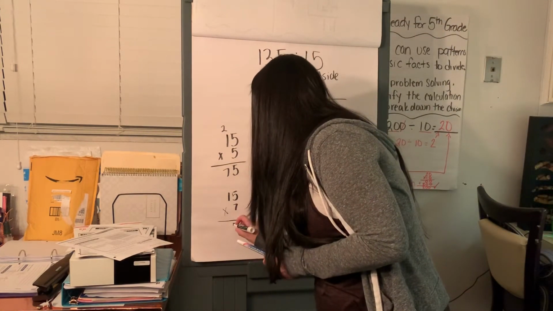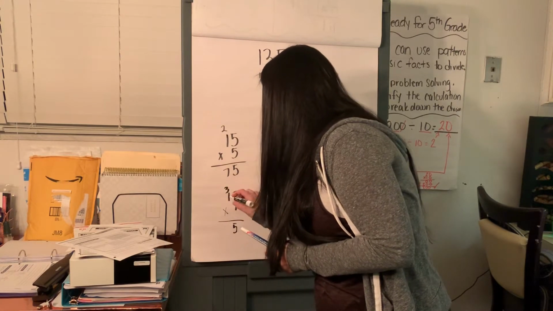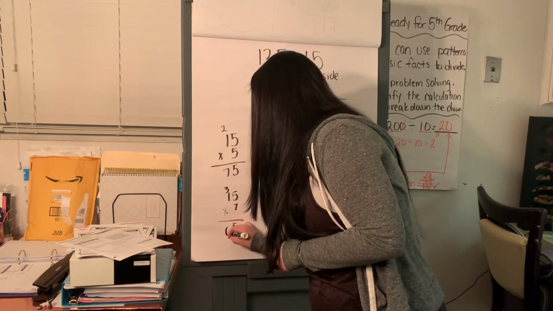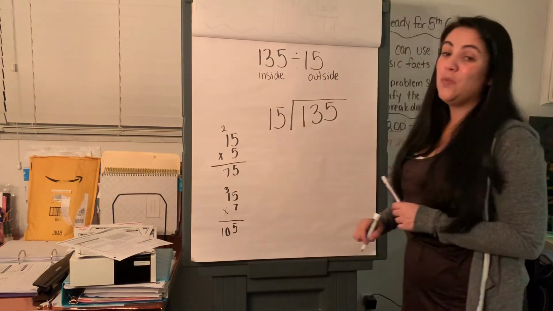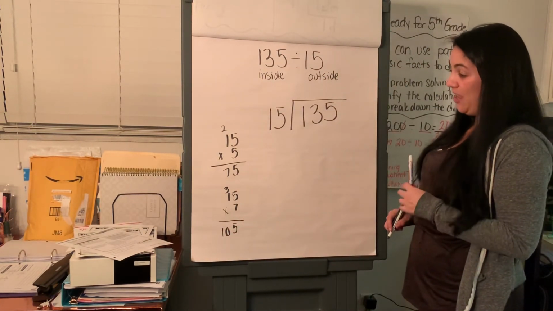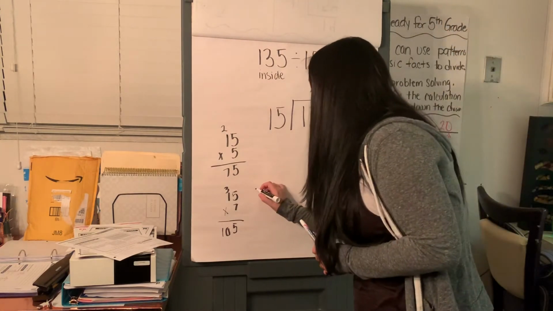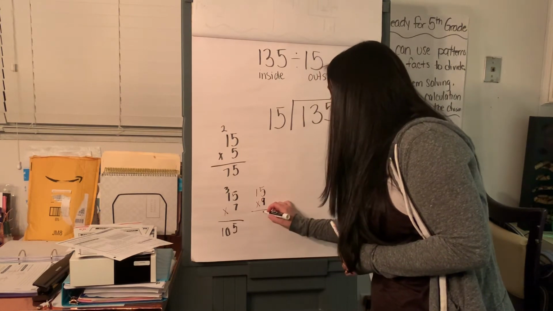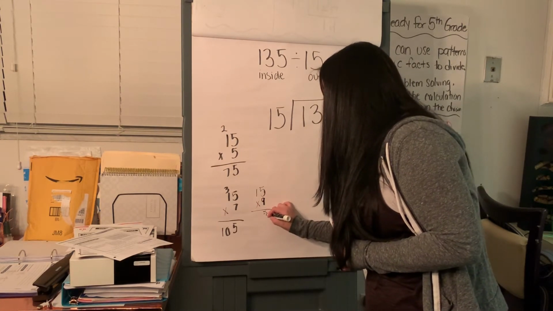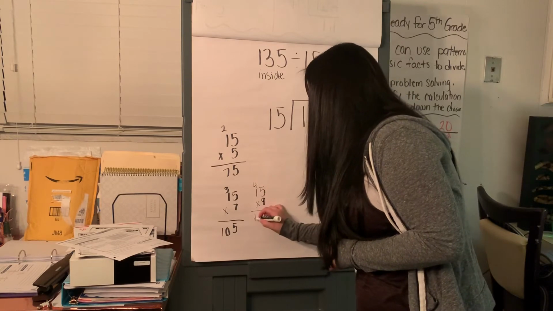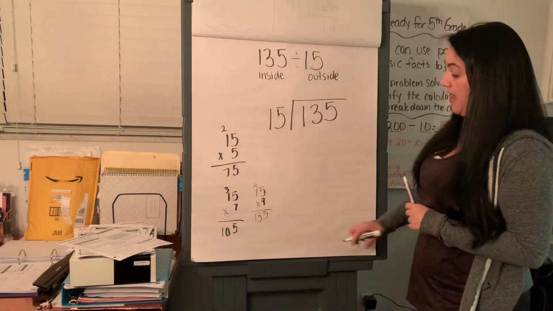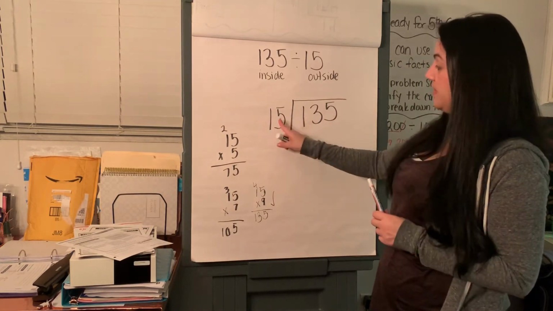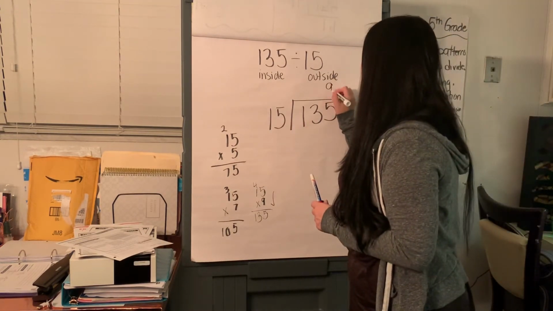7 times 5 is 35. 7 times 1 is 7 plus 3, that's 10. That's 105. I'm still not there, but I'm close. I'm going to use now 15 times 9. That gives me 45. So I'm going to carry my 4, and that gives me 135. I've found my multiplication. So that means that 135 divided by 15 is 9.